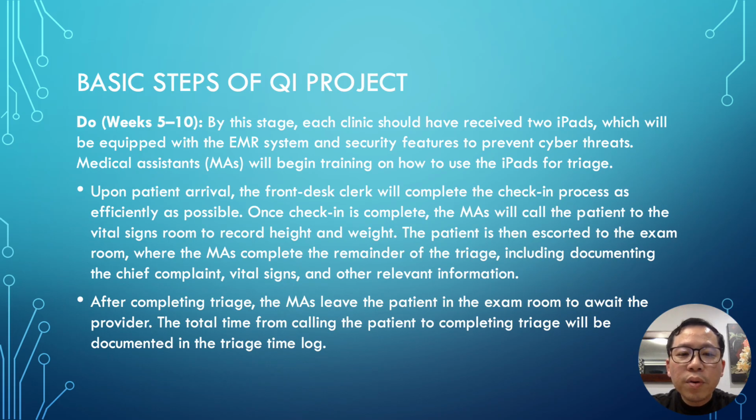Upon the patient's arrival, a front clerk will complete the check-in process as efficiently as possible. When check-in is complete, the MA will call the patient to the vital sign room to record height and weight. The patient is escorted to the exam room, where the MA completes the remainder of the triage, including documenting the chief complaint, the vital signs, and other relevant information. After completing the triage, the MA will leave the patient in the exam room to wait for the provider. The total time from calling the patient to completing the triage will be documented in the triage time clock.